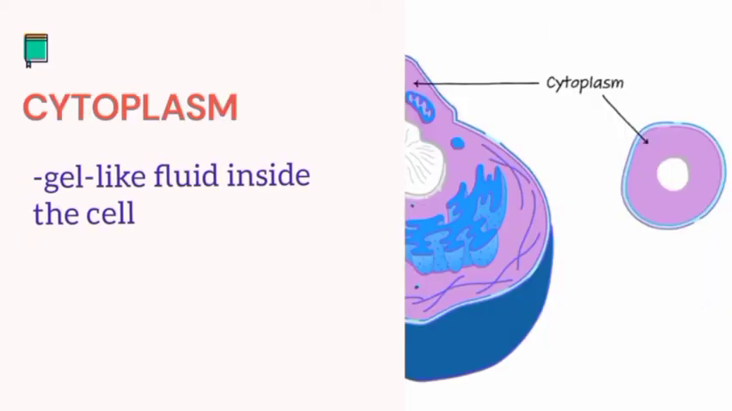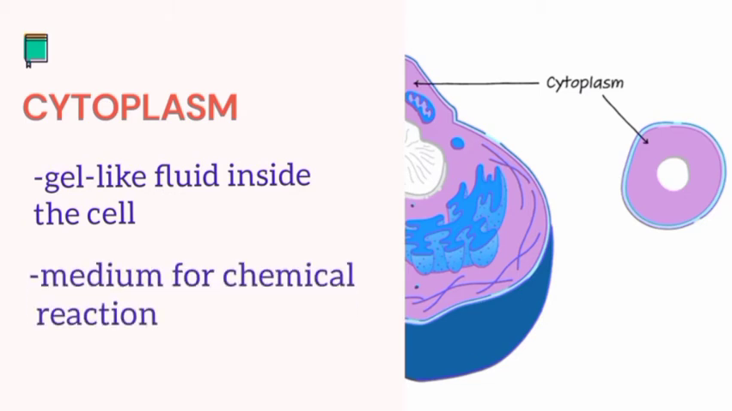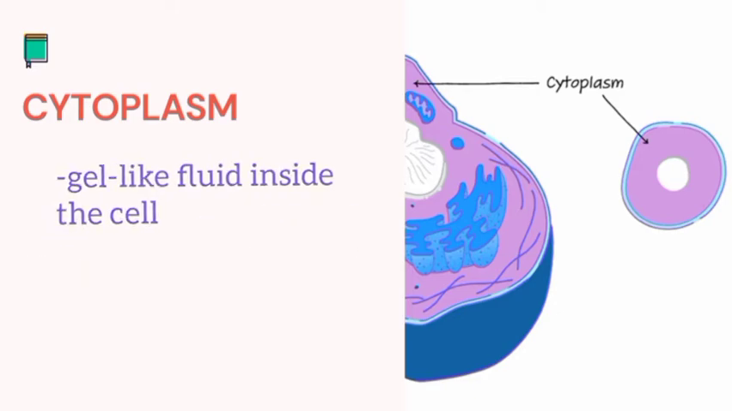And the last one is the cytoplasm. The cytoplasm is the gel-like fluid inside the cell. It is the medium for chemical reactions. It provides a platform upon which other organelles can cooperate within the cell. Within the cytoplasm, materials move by diffusion, a physical process that can work only for short distances.